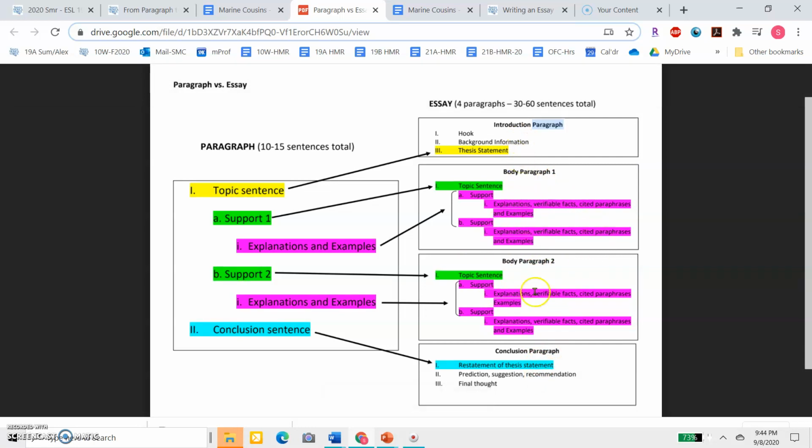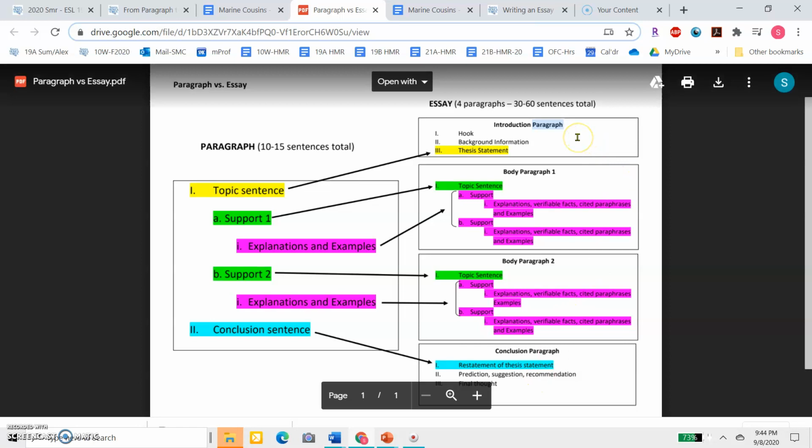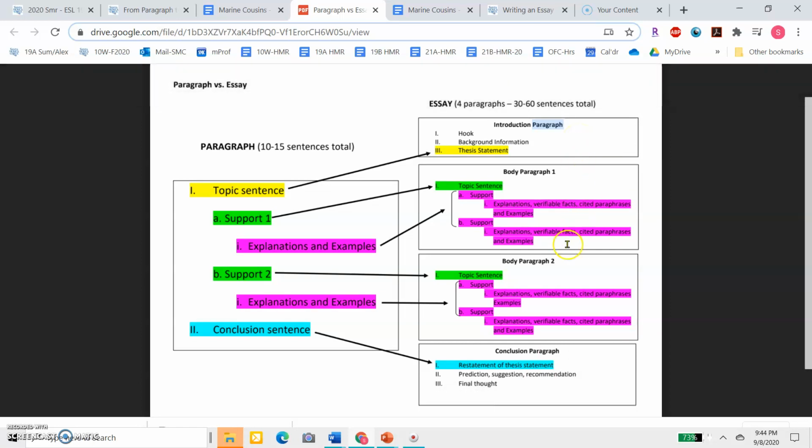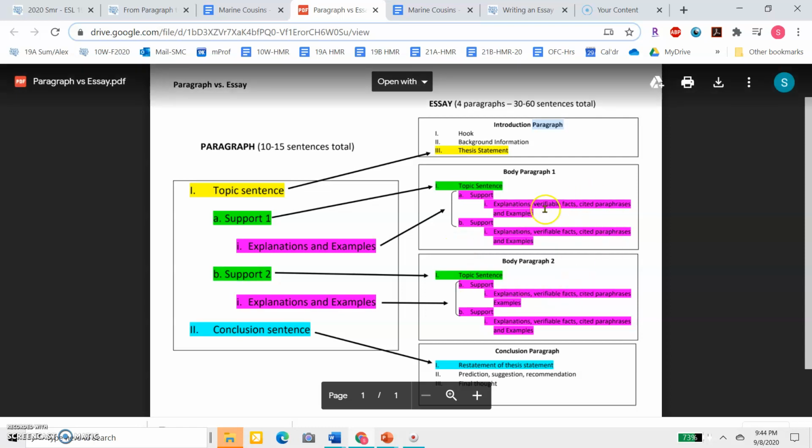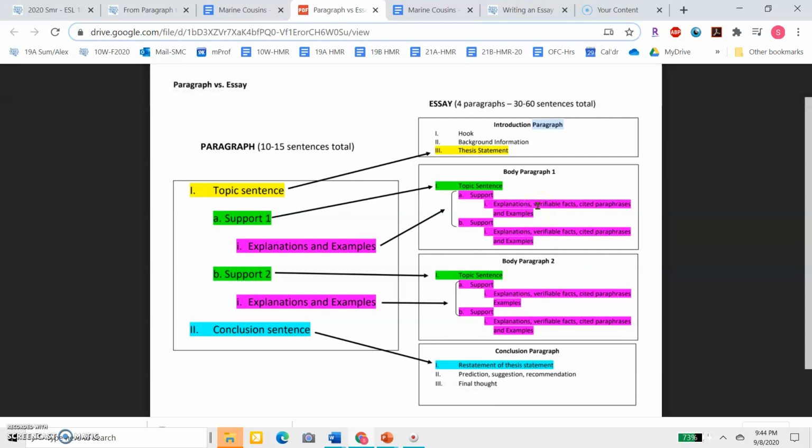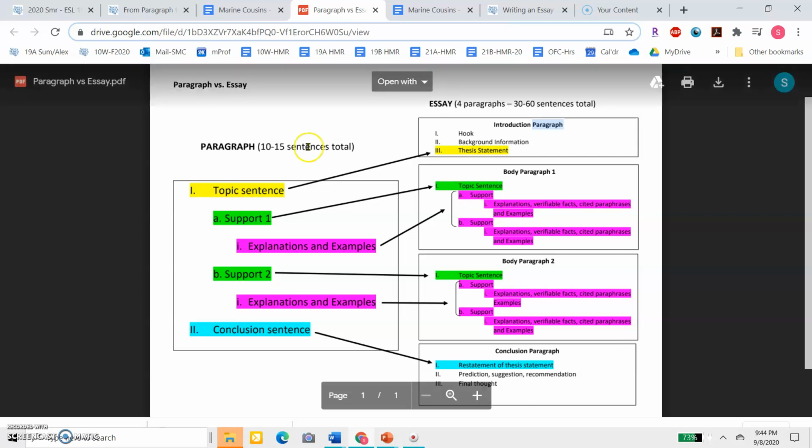So instead of a 4-paragraph essay, you can have a 5-paragraph essay, a 10-paragraph essay, as long as you have the same structure where your first paragraph is your introduction and your last paragraph is your conclusion, and then you can have as many body paragraphs as you need to in the middle. All right, so let's do a comparison.